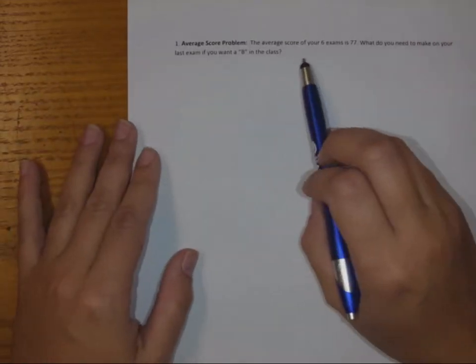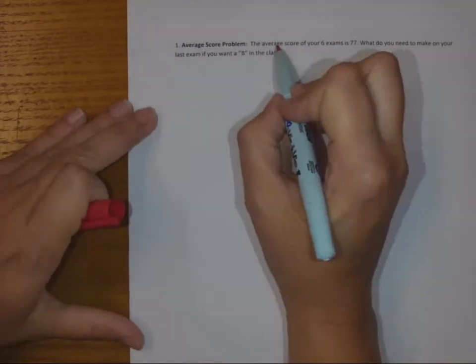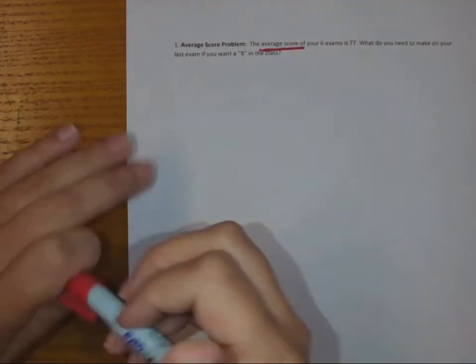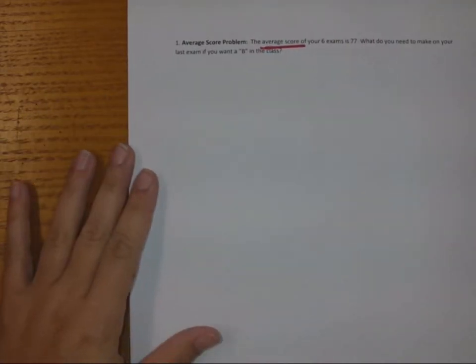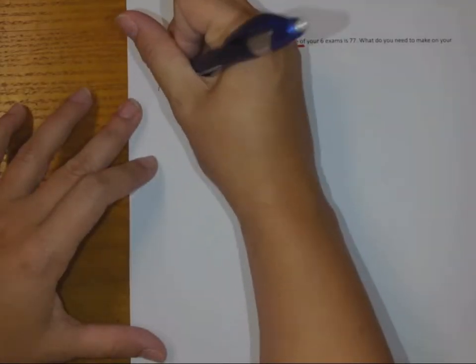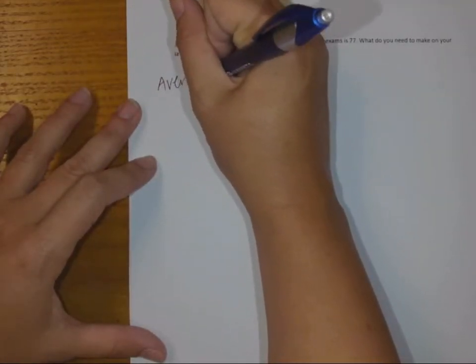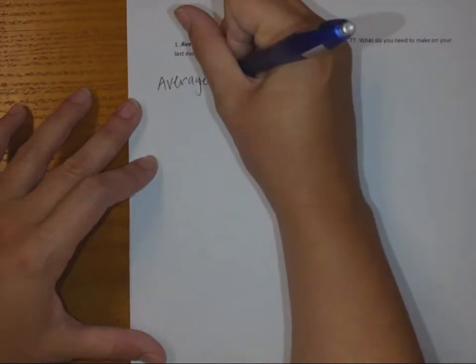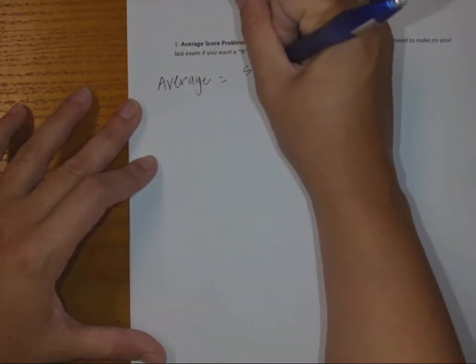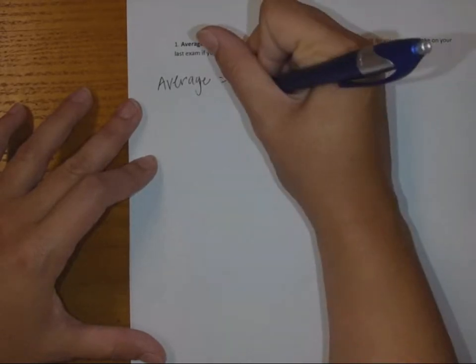Okay, so it says the average score of your 6 exams is 77. What do you need to make on the last exam if you want a B in the class? So the first thing we need to know, so understanding the problem. To understand this problem, we need to talk about what average score means. What does average score mean? Okay, so an average is the sum divided by the total number.